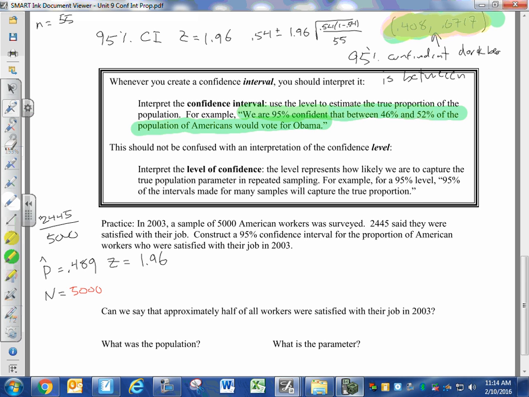This is off. What is going on? No, that's the wrong n. N is 5,000. Our total sample size is that. Good. Keep going. Yep, that's right.